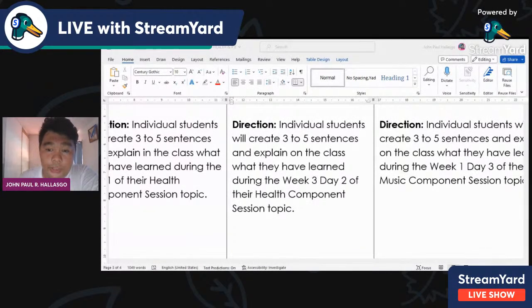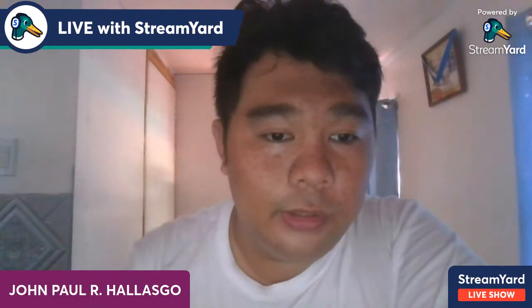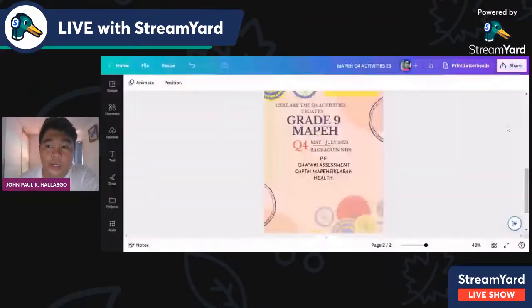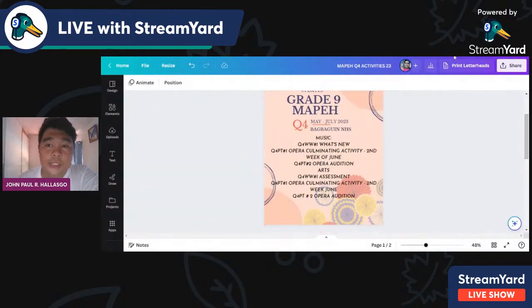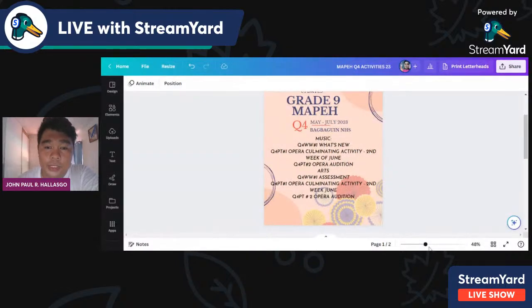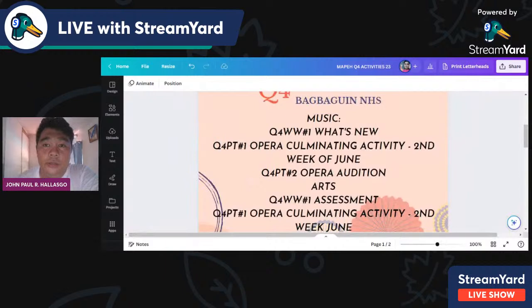So, another thing, allow me to stop the screen and change it, no? Ibibigay ko sa inyo kung ano na mga list of activities na nagawa na or ginagawa na dapat ngayon para kahit paano ma-remind kayo, no? So last quarter 4, week 1, we have in music. Allow me to zoom in. Yan. So quarter 4, week 1, the what's new. Pag hindi kayo familiar, just let me know, no? and shoot it on the group chat para ma-send ko rin as a mass. Quarter 4 performance test number 1 yung ginagawa natin, the culminating activity for the second week of June. Quarter 4 performance test number 2, opera audition, yung magsesend kayo sa akin ng short video, no, na kung saan kumakanta kayo or portraying some characters, no, kung saan man yan manggagaling.